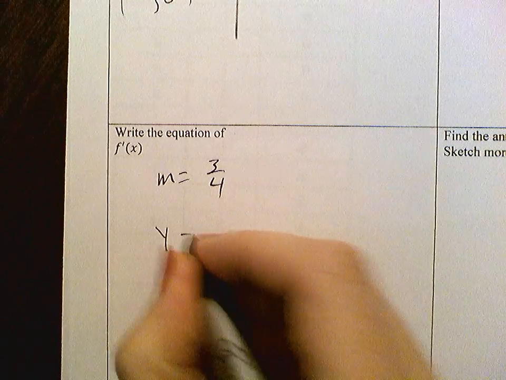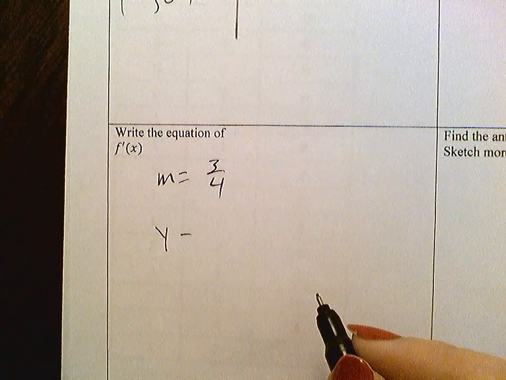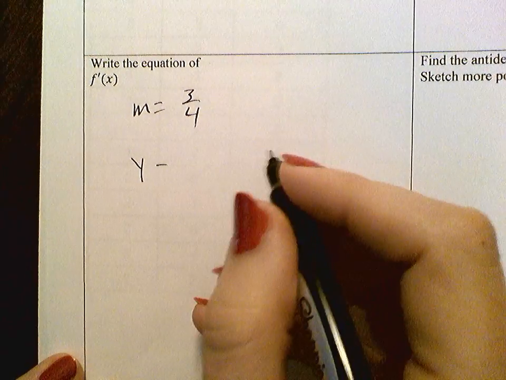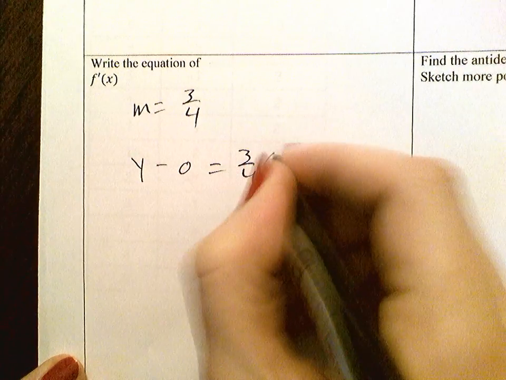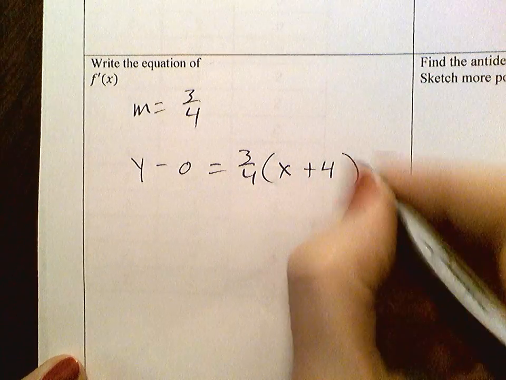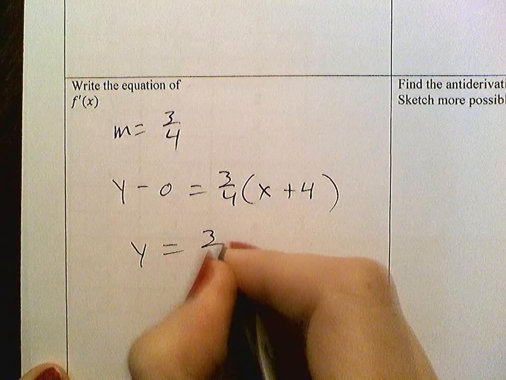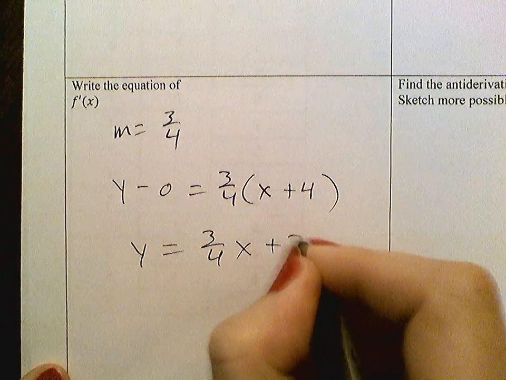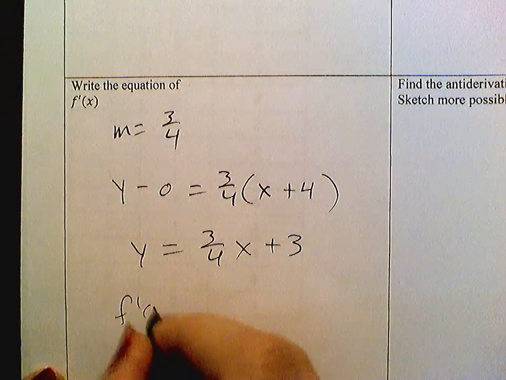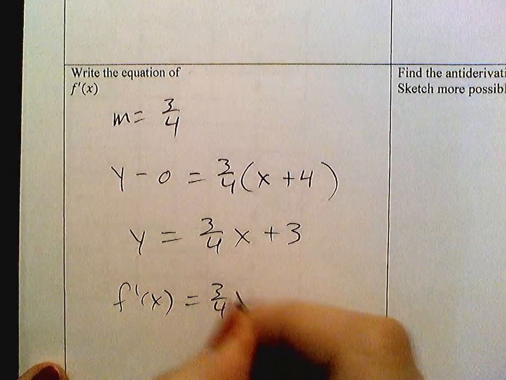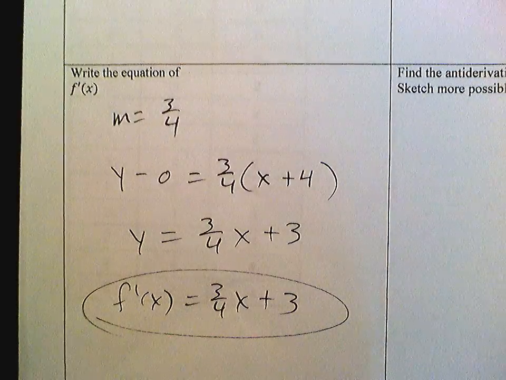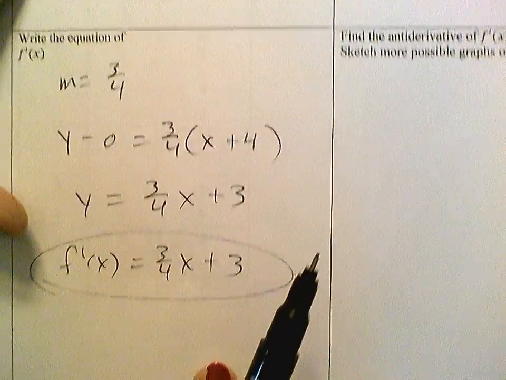And then I could use the point slope formula. So y minus, you could use either point. I guess I'll use this point down here. So I'll do y minus 0 equals m times x minus -4. So I'd get x plus 4. So we get that y is equal to 3/4 x plus 3. So this is what f prime of x is. Okay, so this is the equation of this graph right there. Okay, so there's f prime.